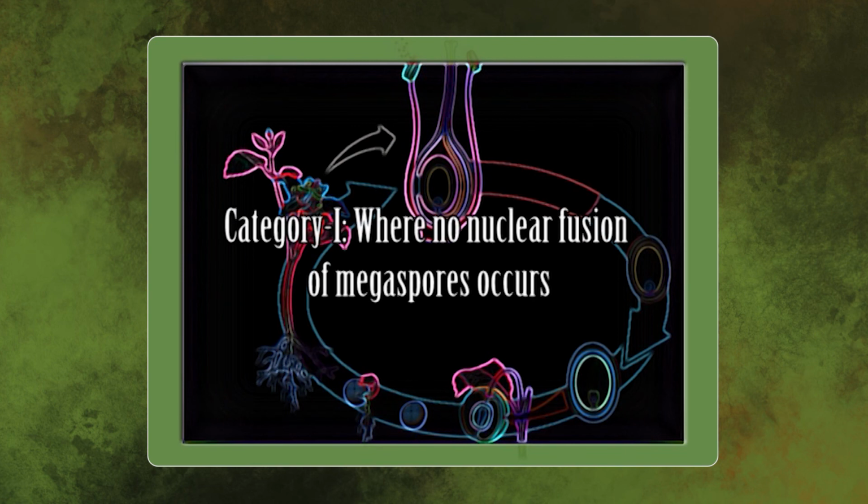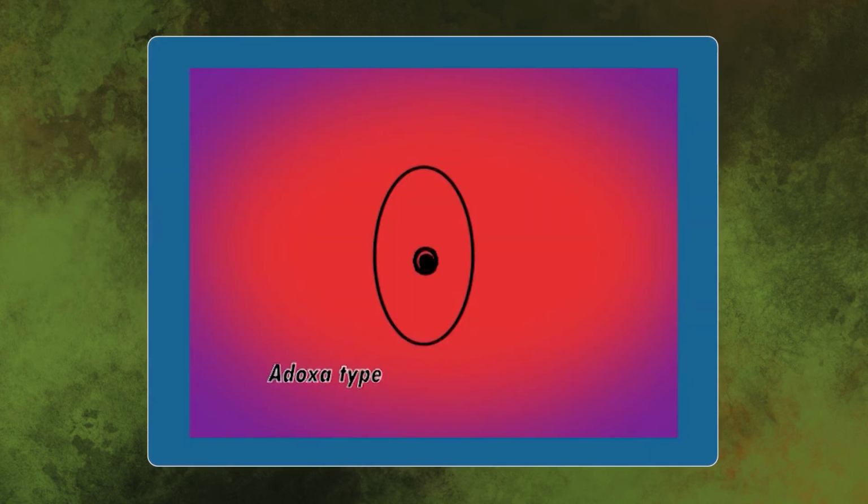Tetrasporic embryo sacs can be categorized into 2 types. Number 1, where no nuclear fusion of megaspores occurs. It includes the following types. Number 1 is Adoxa type. Here the embryo sac is 8 nucleate after a single post meiotic mitosis, and its organization is similar to that of the Polygonum type.